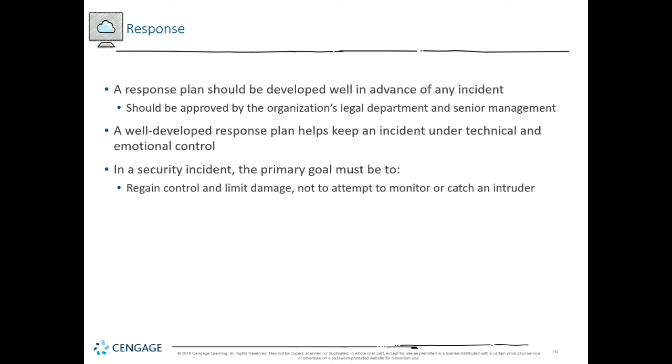Response. A response plan should be developed well in advance of an incident, and should be approved by the organization's legal department and senior management. A well-developed response plan helps keep the incident under technical and emotional control. In a security incident, the primary goal must be to regain control and limit damage, not to attempt to monitor or catch the intruder.